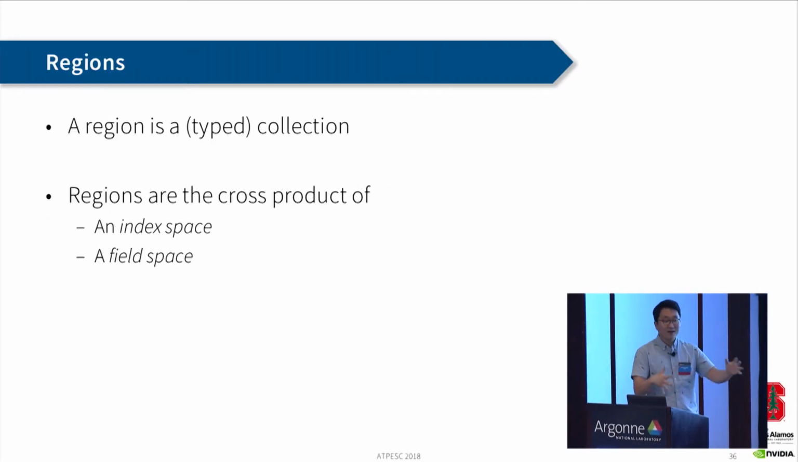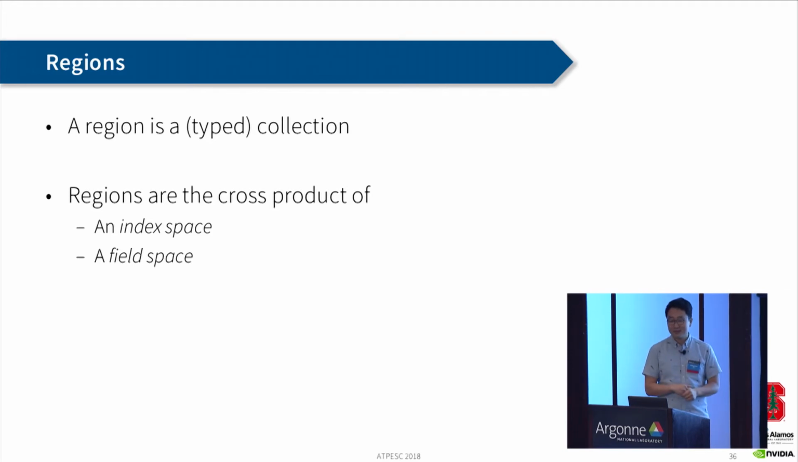So far, I talked about individual values in tasks. But in a real application, you will want to manipulate a collection of data items. Region is our data representation to maintain a collection of data. It's typed, which means that each entry has a certain type, but all the entries have the same type.